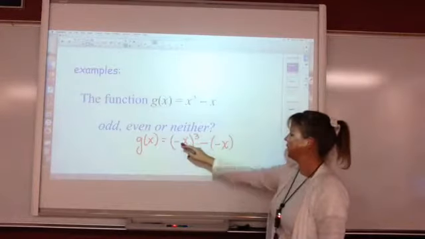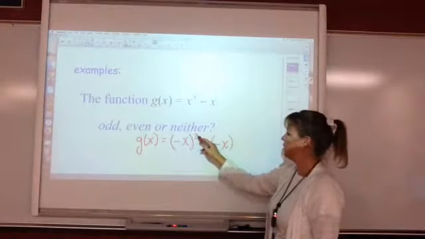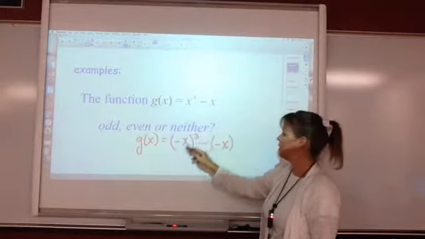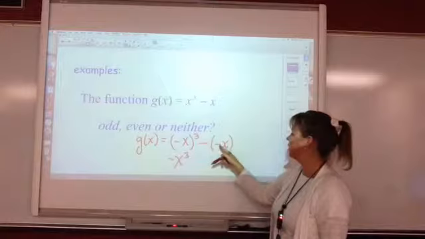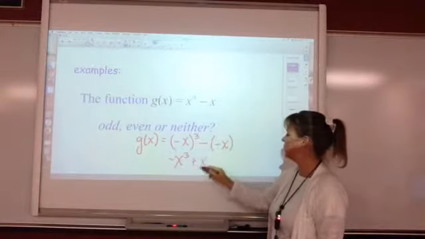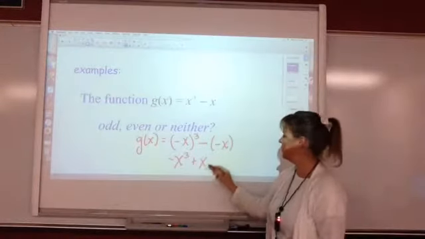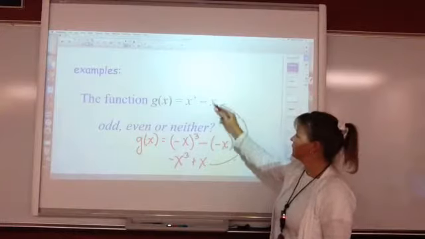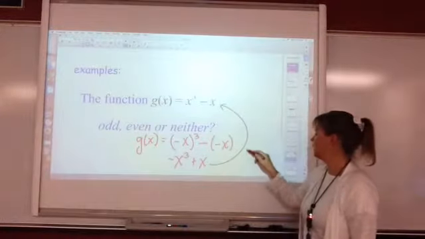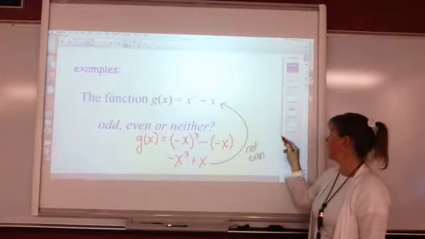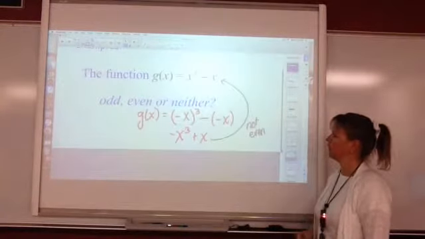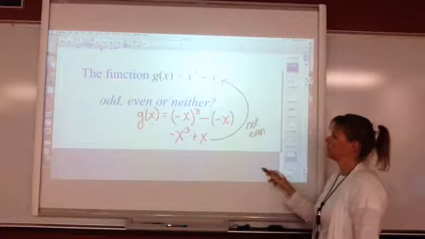We test it. We say, all right, if I have a negative times a negative times a negative, that is still a negative. A negative times a negative here becomes positive. Since that is not equivalent to the original problem, then it is not an even function. Or it is not symmetric to the y-axis.